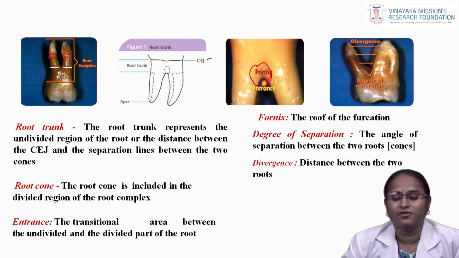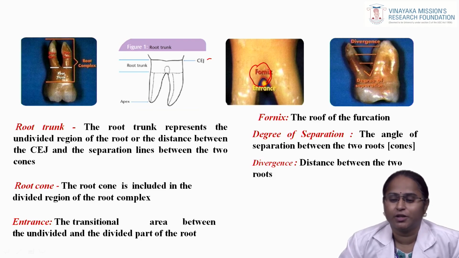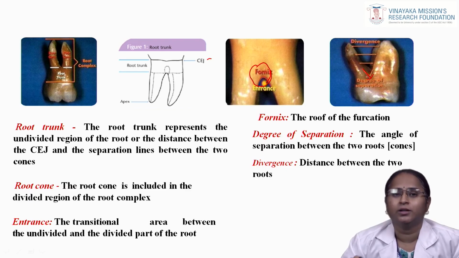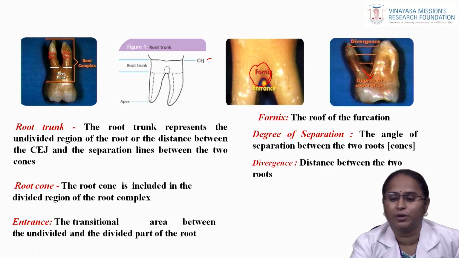The roof of the furcation is the fornix. Then the degree of separation is the angle between the two roots, whereas divergence is the distance between the two roots.